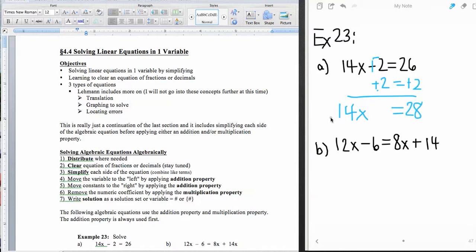And now we apply the multiplication property of equality. So we're going to multiply by the reciprocal of the numeric coefficient. The numeric coefficient is 14, so multiplying by the reciprocal of 14, and keeping in mind that multiplication by the reciprocal looks like division. And so what we are going to end up with is that x is equal to 28 divided by 14, which is equal to 2.